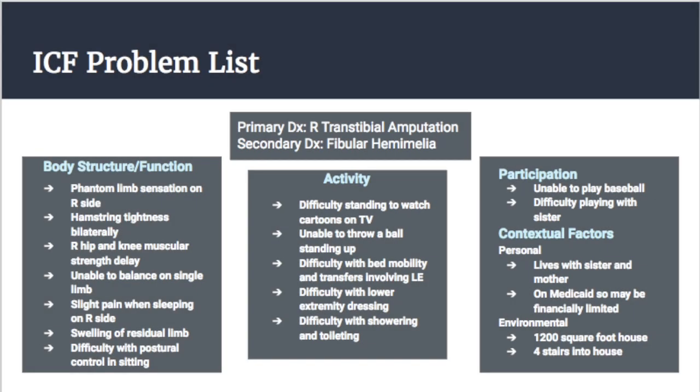Here's our ICF problem list for Shane. His primary diagnosis was the right transtibial amputation, with his secondary diagnosis being a fibular hemimelia. So for the body structure function impairments, he's having right limb phantom limb sensation on that side. He has hamstring tightness bilaterally, right hip and knee muscular strength delay. He cannot balance on his single limb right now, and he has some pain while sleeping on his right side. He does have a little bit of swelling in his residual limb, and he has difficulty with postural control and sitting.